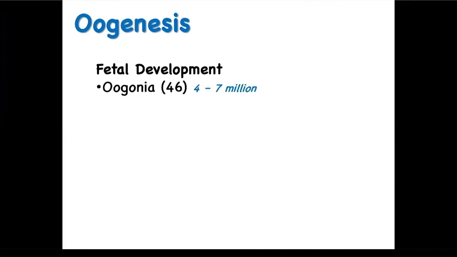During fetal development, the stem cells called oogonia will undergo mitosis. These cells are diploid, having 46 chromosomes. There will be about 4 to 7 million oogonia that will be produced through this mitosis.